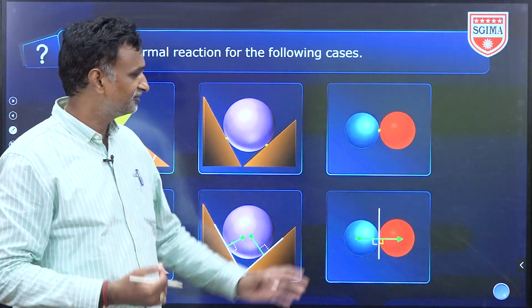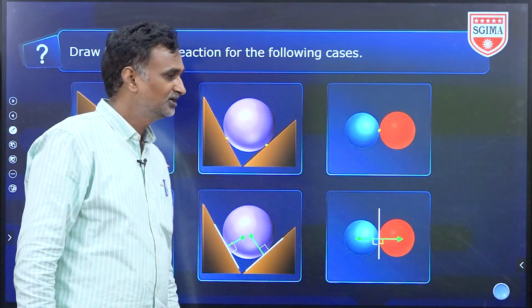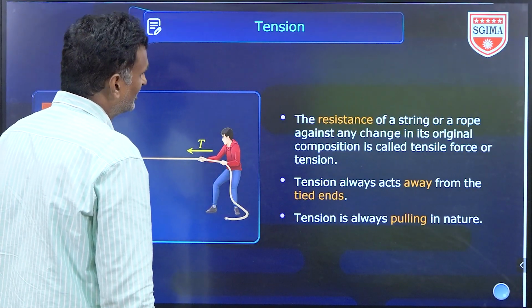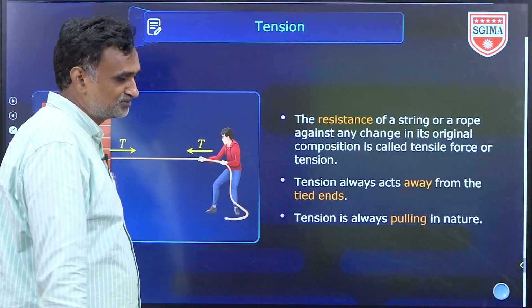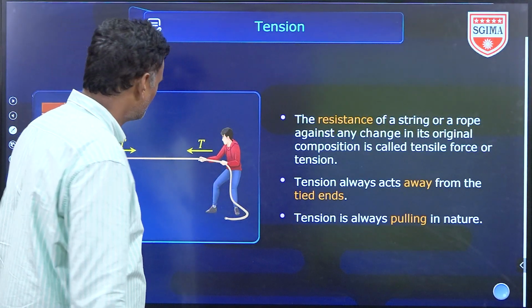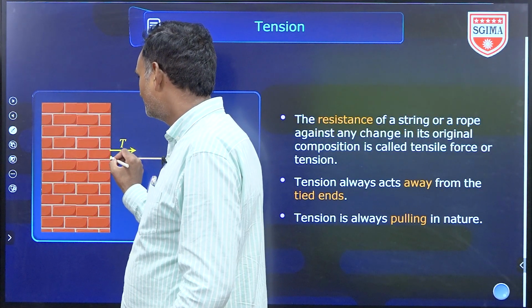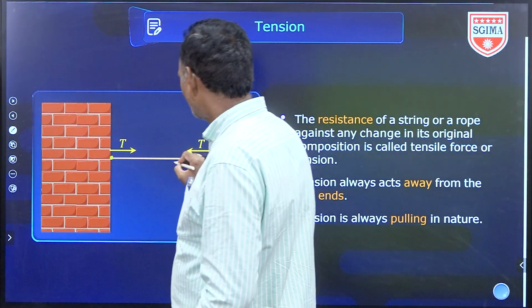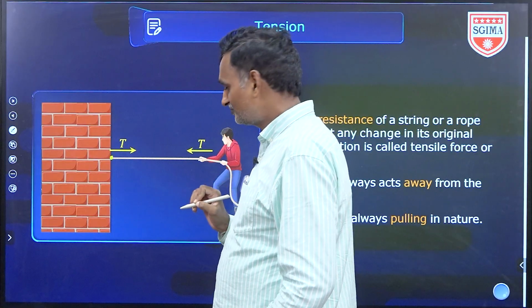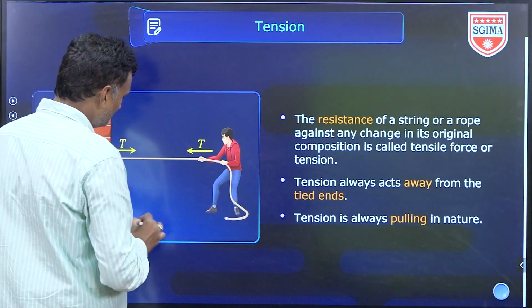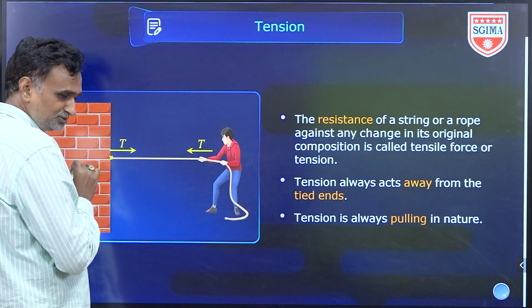So this is the way we can draw the normal reactions in different scenarios. Next, tension. It also comes under contact force only. Here a wall is given and it is fixed with a string, and it is pulling to the right side. So this is the point of contact.